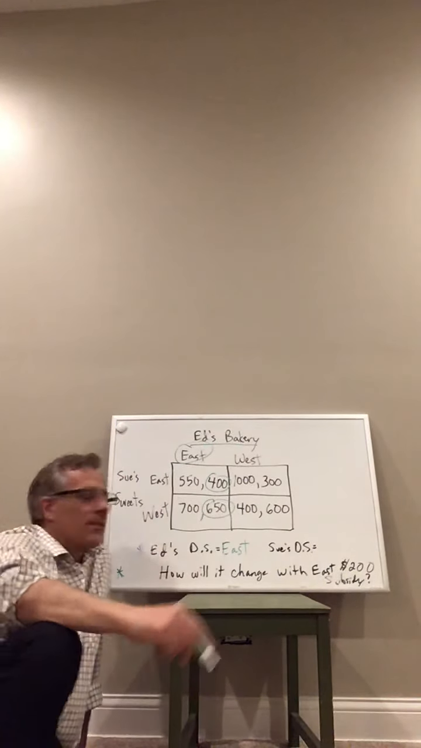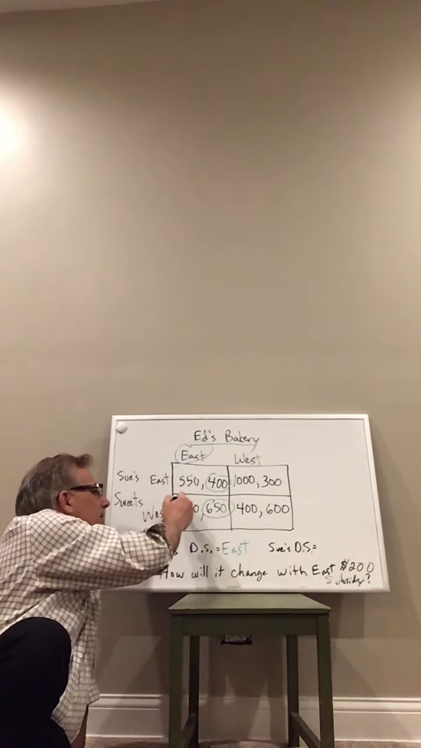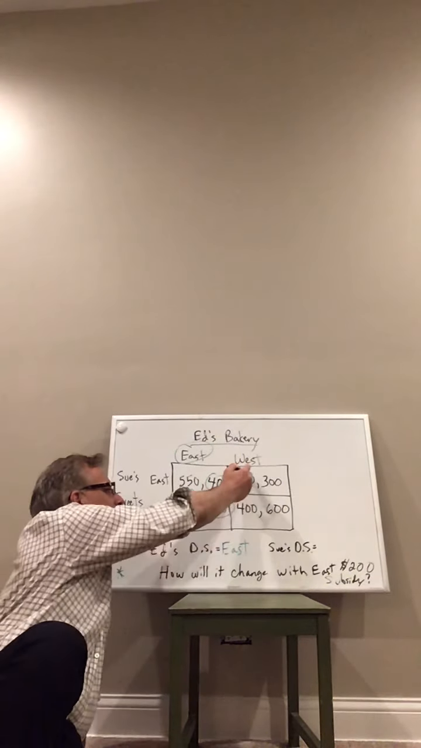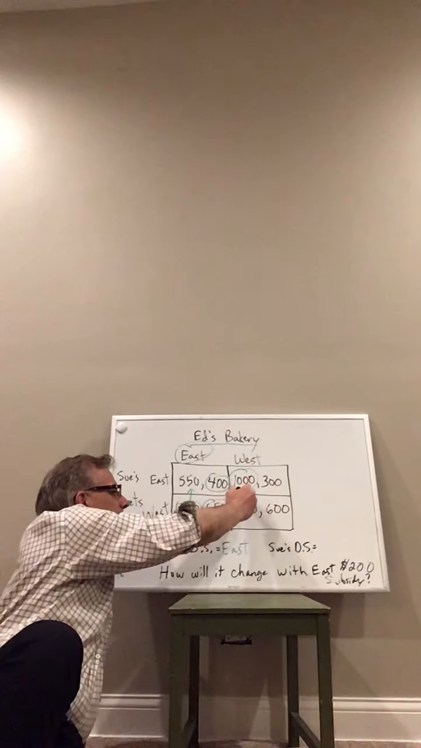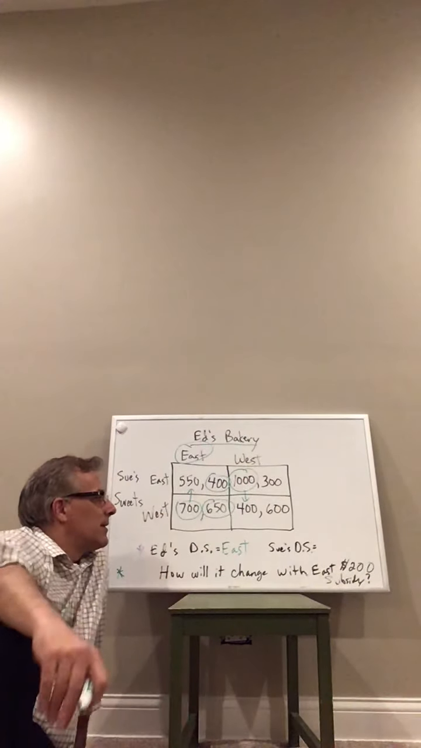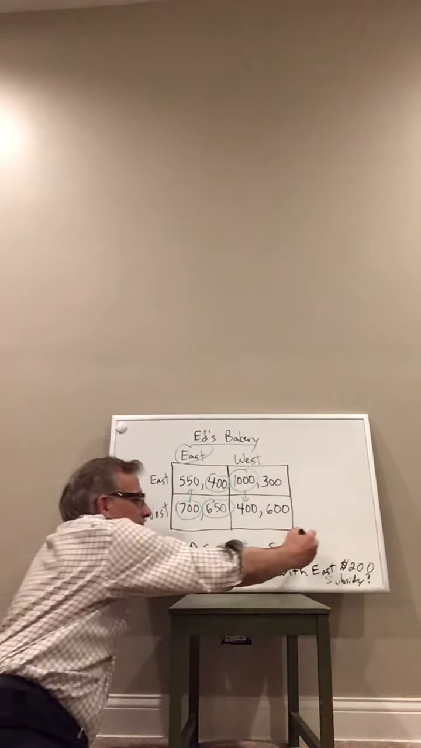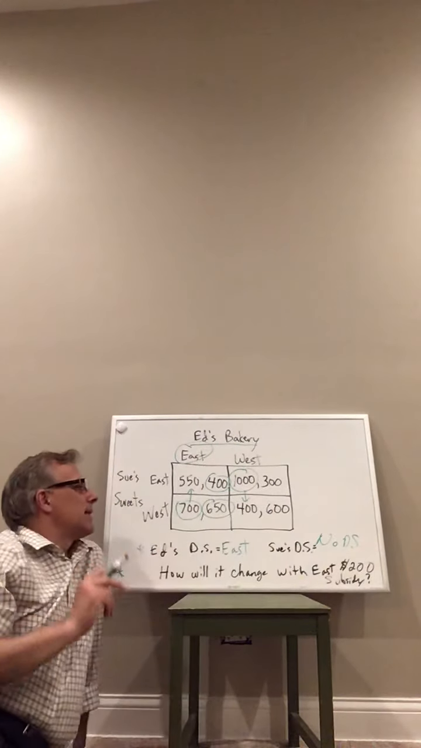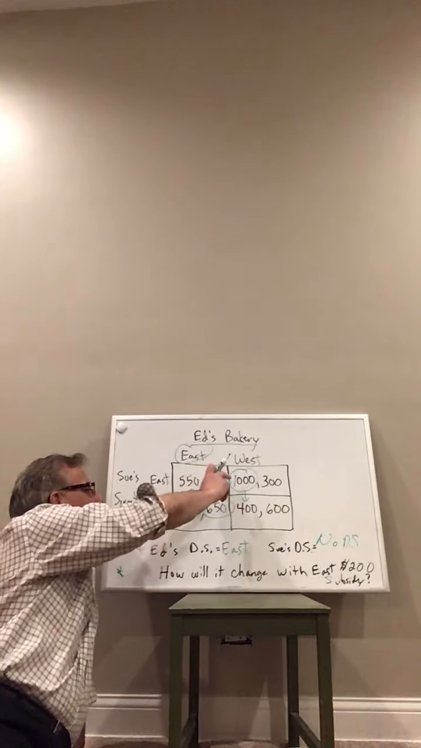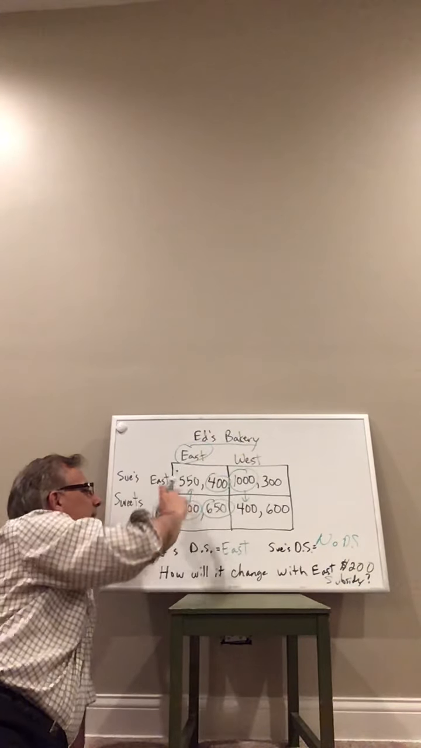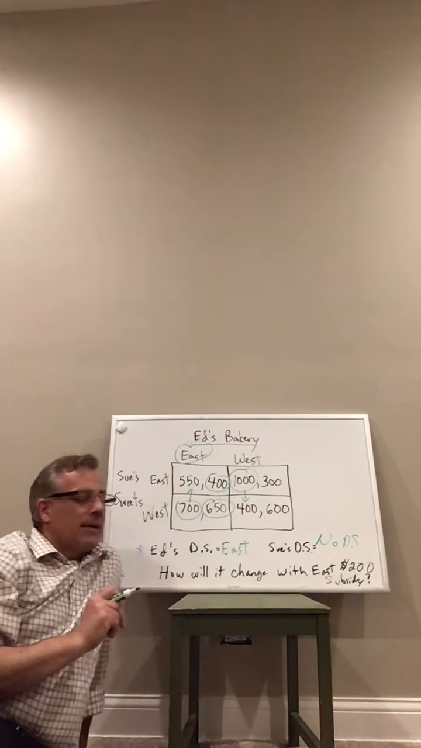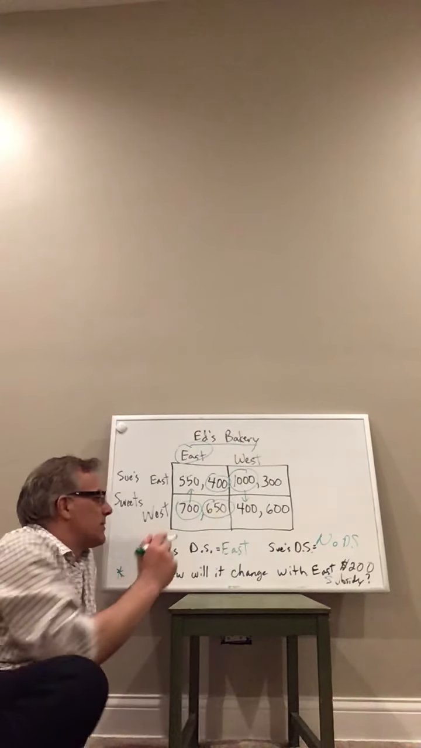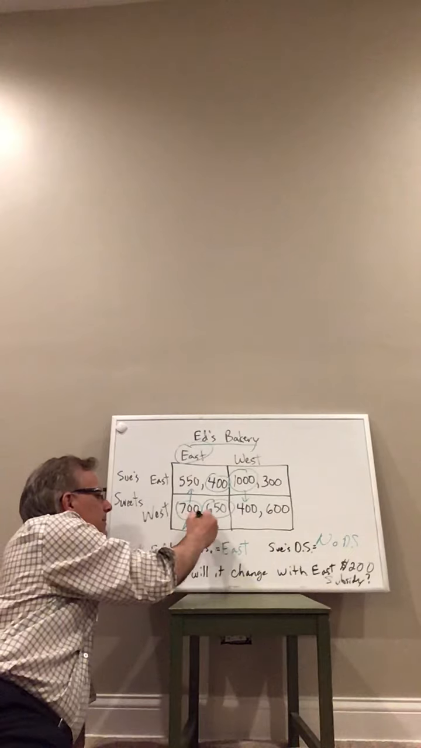Sue's sweets. Well, Sue's in this scenario, 700 is better than 550. However, 1,000 is better than 400. So Sue's has no dominant strategy. Okay, because here east is better and here west is better. And we always just look for where is the square with the two circles. That's our Nash equilibrium, which is right here.